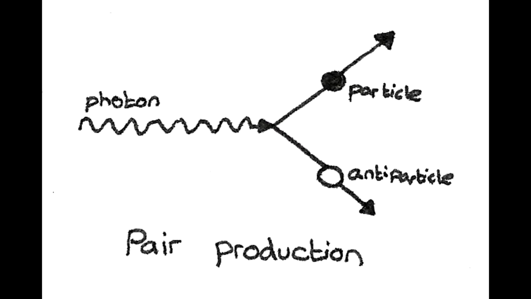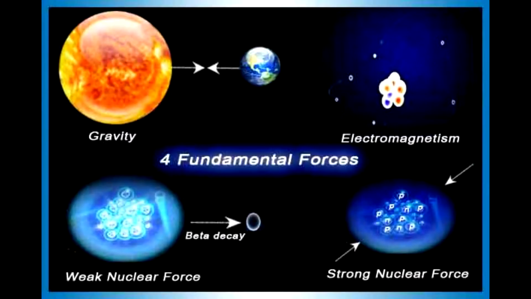In pair production, a photon is converted into a particle and an antiparticle. This means that the energy of the photon is equal to 2 times the rest energy of the particle which it was converted into. There are 4 fundamental forces: gravity, electromagnetism, weak nuclear force, and strong nuclear force.